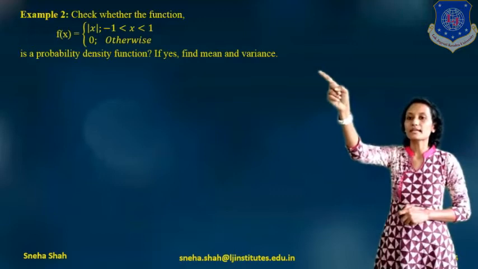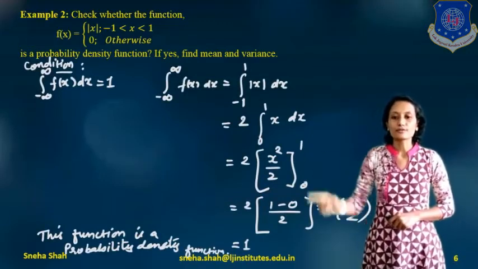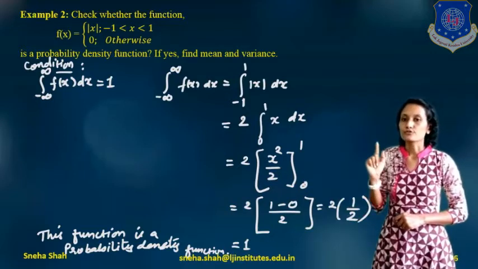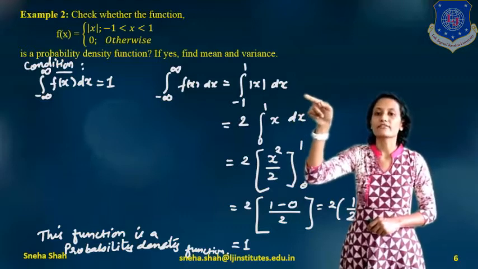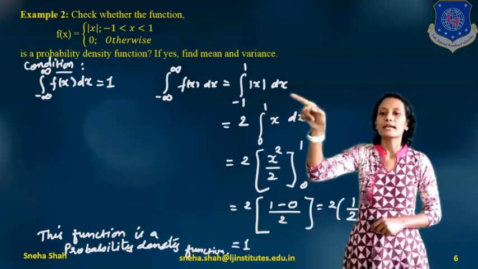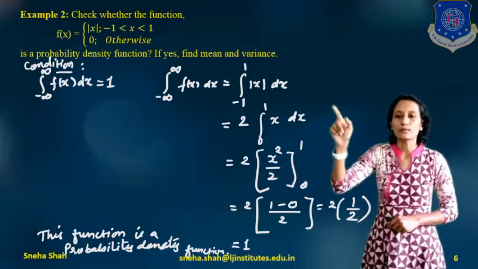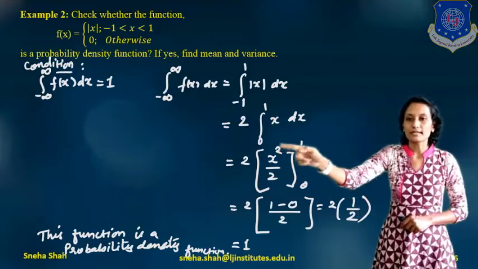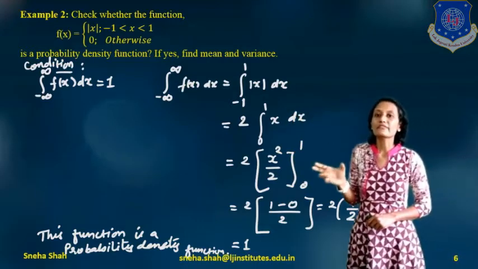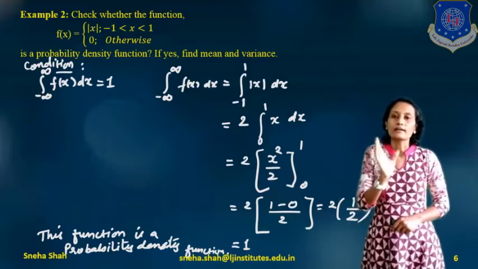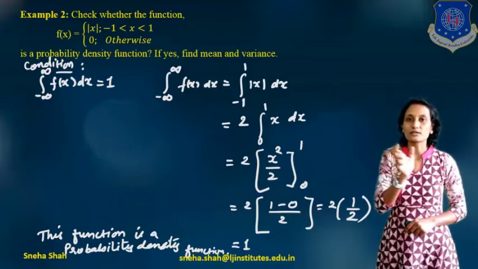So first of all, if I am taking integration of this f of x dx, then its value should be equal to 1, right? So for that, integration minus infinite to infinite f of x dx will be integration minus 1 to 1, because the range of x will be minus 1 to 1. So the term will be integration minus 1 to 1 mod of x dx. Now as you know that mod of x equals x for 0 to 1, and its value will be minus x for the range minus 1 to 0.